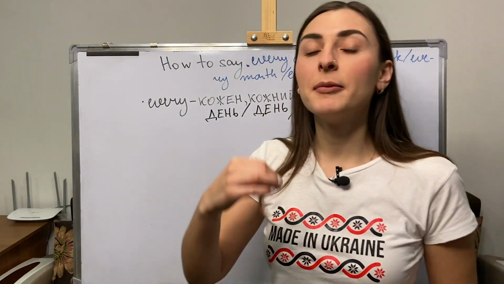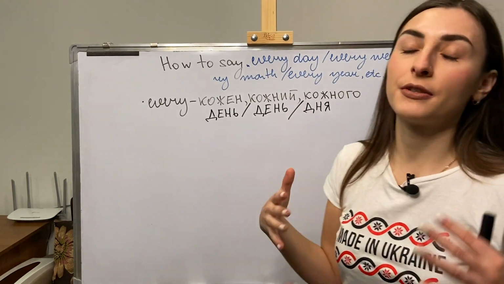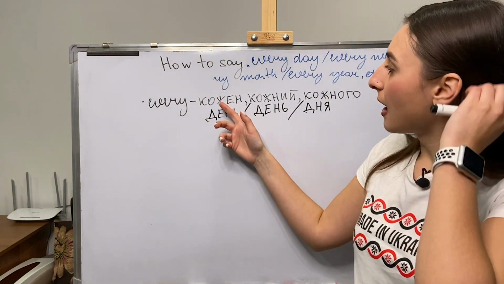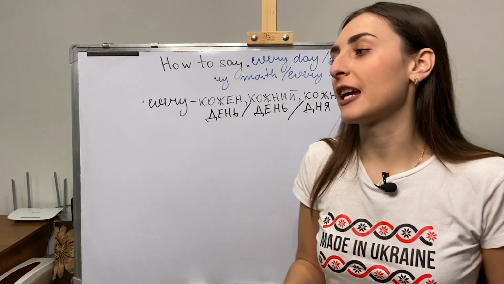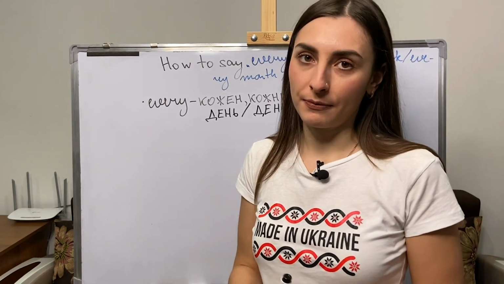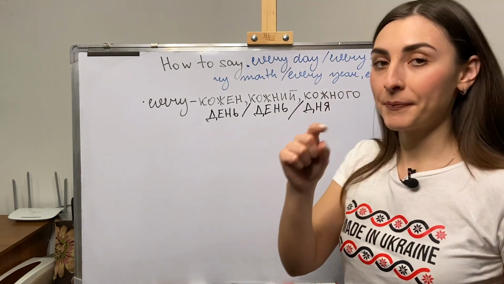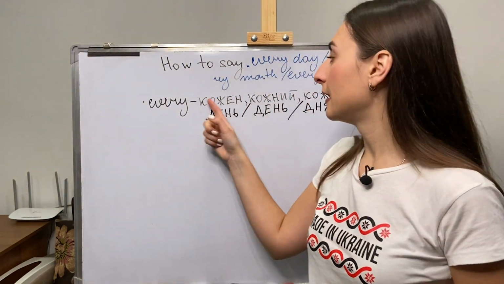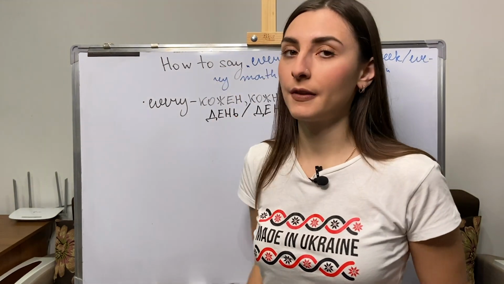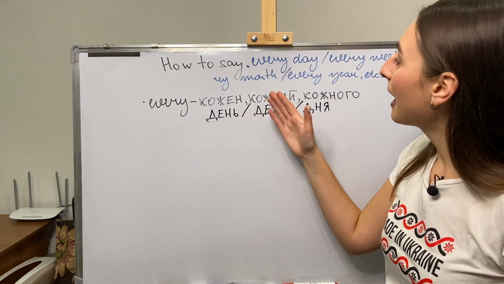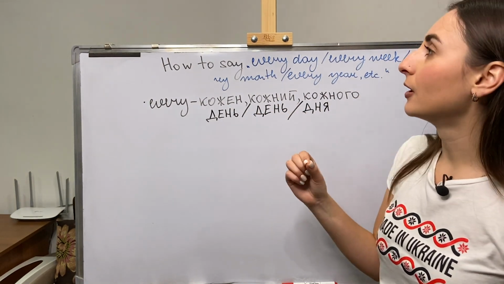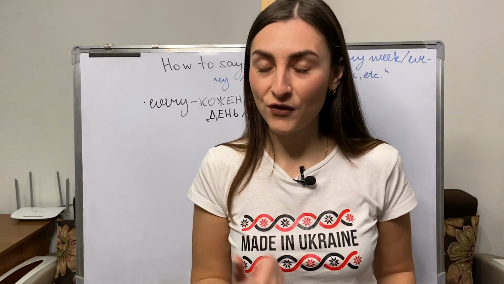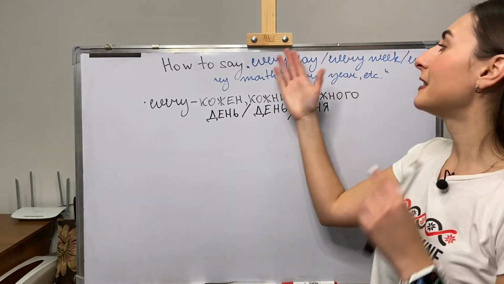If you want to say every person, then you use one of the three forms, like кожен чоловік, кожний чоловік, or кожного чоловіка, genitive case. Or for example, every book, кожна книга. Книга is feminine gender. These are adjectives and they have gender distinction. I hope you remember about it. Кожна книга. And кожної книги, genitive case.